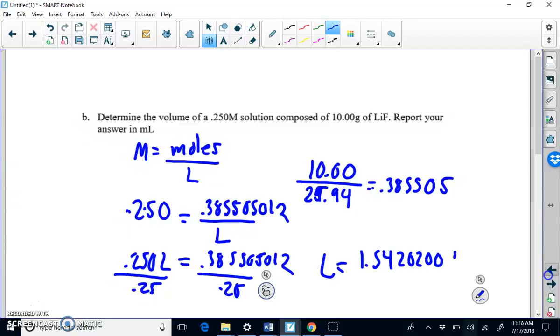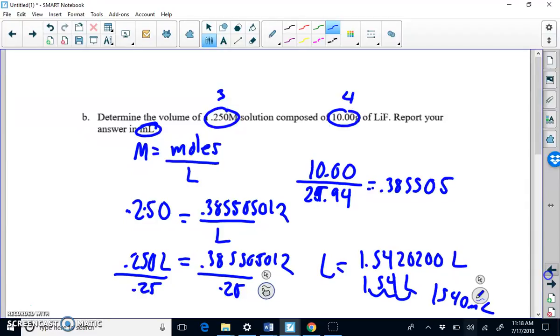And this is liters. Okay, now, we gotta care about sig figs, and we gotta care about units. This has 3 sig figs, this has 4 sig figs, so our answer needs 3 sig figs. So 1.54 liters. And again, it wants the answer in milliliters. So now we've got to move the decimal place 3 places the other way. And we get this many milliliters as our answer.